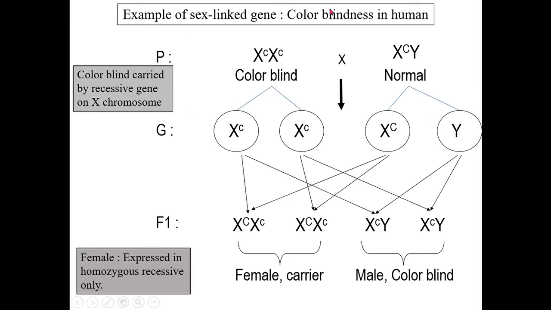And then from the father, only one copy of the normal gene. So after fertilization, the F1, the first generation offspring here, all of the females will be carriers. Meanwhile, all the males are color blind, because they receive one copy carrying the recessive gene from the mother, and on the Y chromosome they don't have any of that gene. So the males in this family will have that disease. Meanwhile, the females are only carriers.